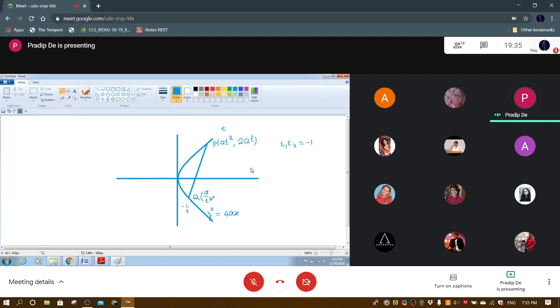So minus 1 upon t is a upon t square, minus 2a upon t. And I use this property in that sum. t1 t2 is equal to minus 1, remember it, for a focal chord. Whenever the chord passes through the focus.